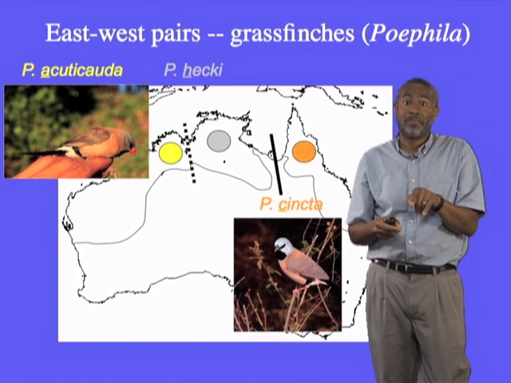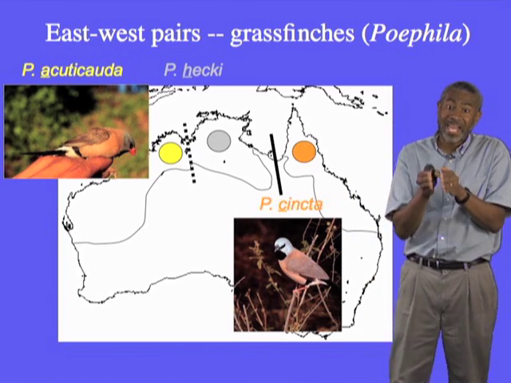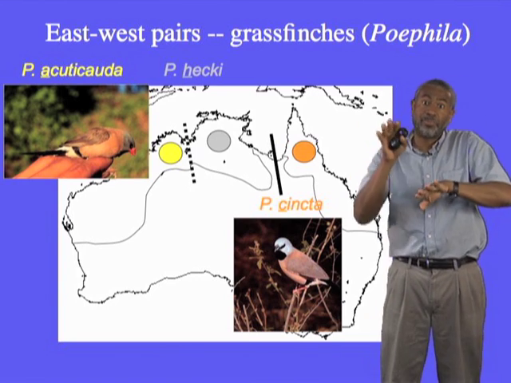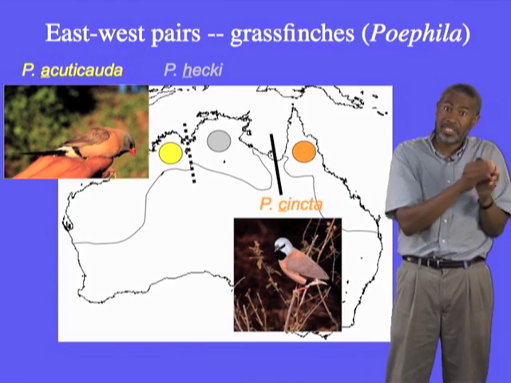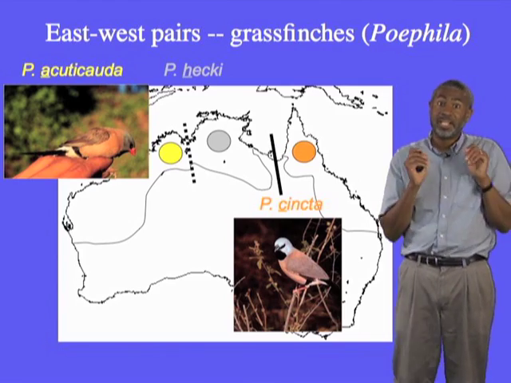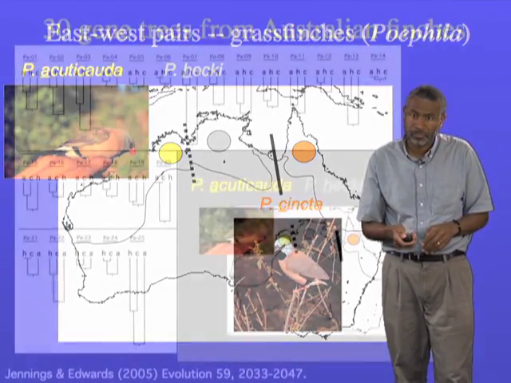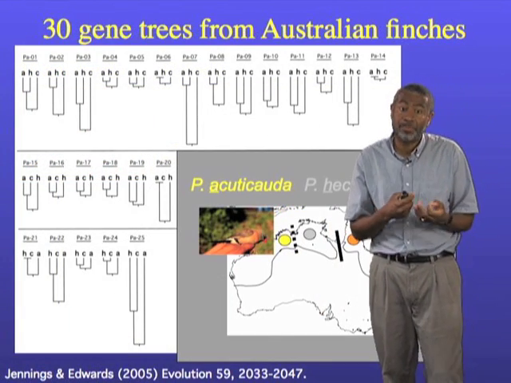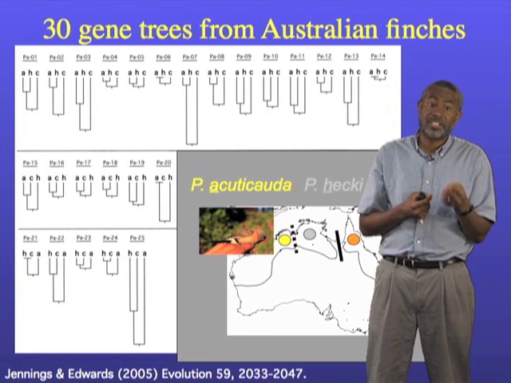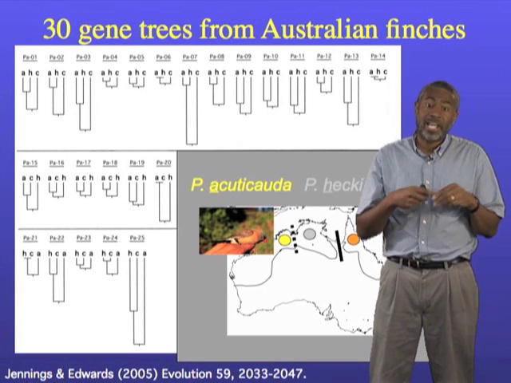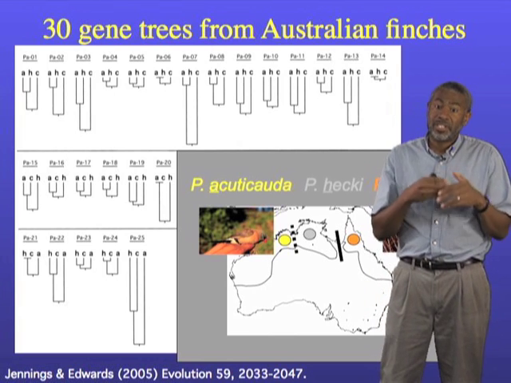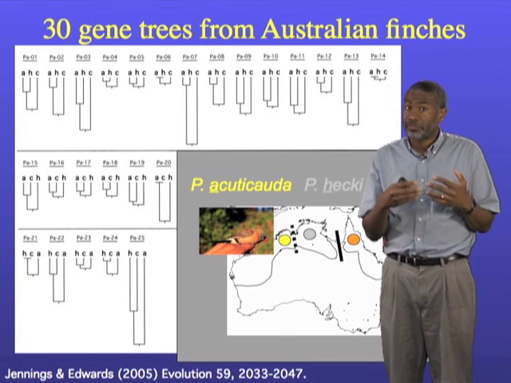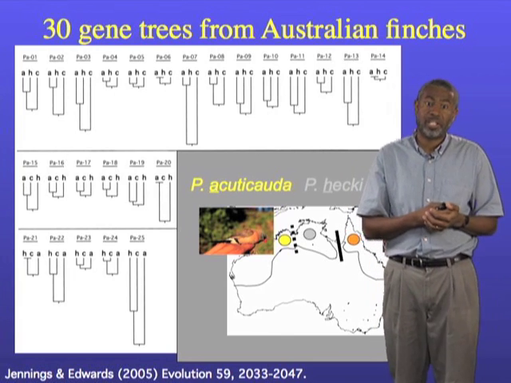We predict in this system that the eastern species, the black-throated finch, Poephila cincta, will be the first to branch off, with the 2 western ones secondary. And let's see what the gene trees say about that. So here you can see 30 different gene trees, and on their tips they've got 3 letters, A, H, and C. The A stands for Poephila acuticata, which is in the northwest. H is for hecki, also in the northwest. And the C is for cincta in the east, the black-throated finch.